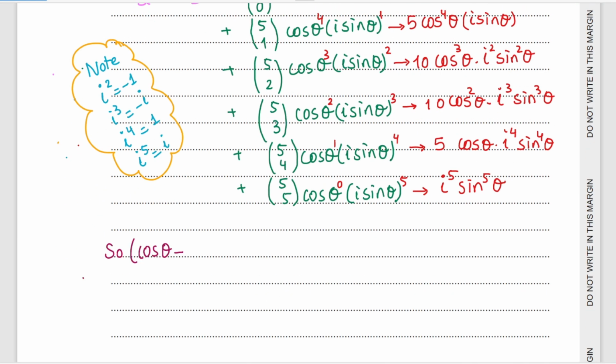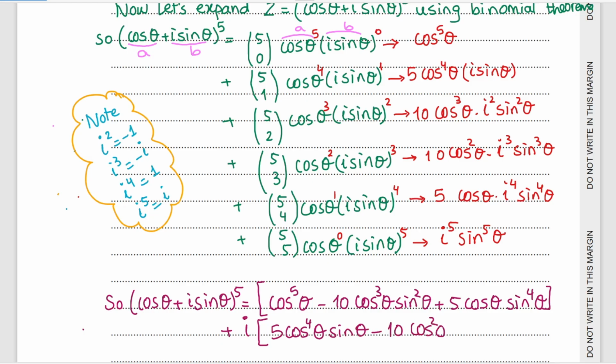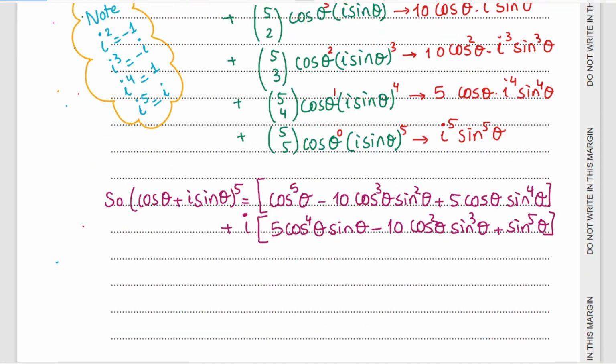Now I will group the terms into real and imaginary parts. So this is equal to cosine 5 theta. I'm collecting the terms that don't have i in them, and this is my real part. Plus i into 5 cosine 4 theta sine theta minus 10 cosine squared theta sine cubed theta plus sine 5 theta. So we separated the real part and the imaginary part.